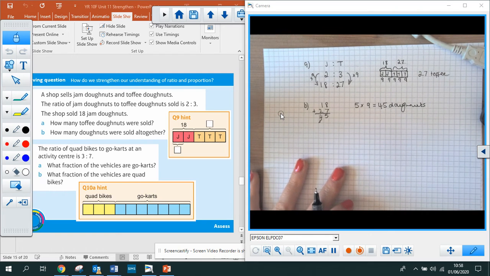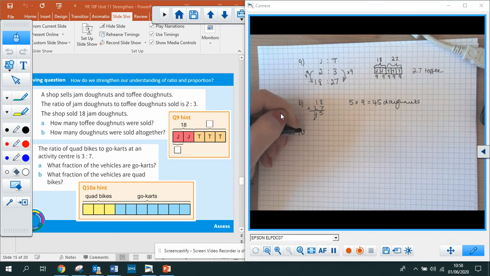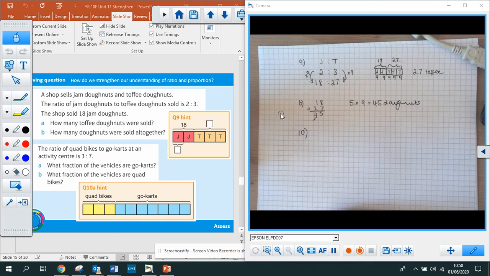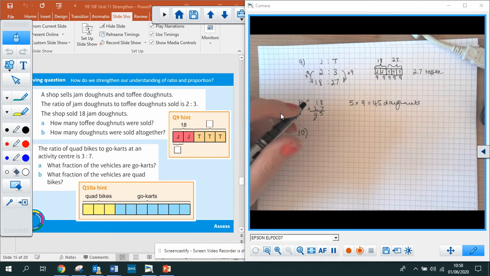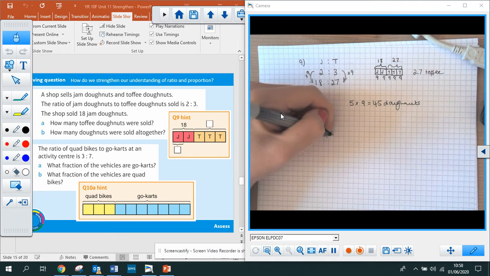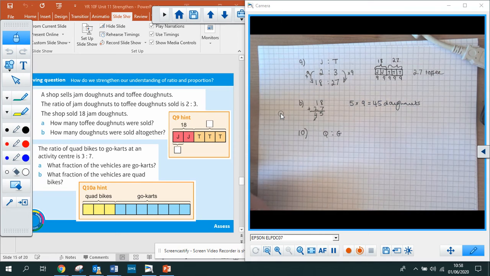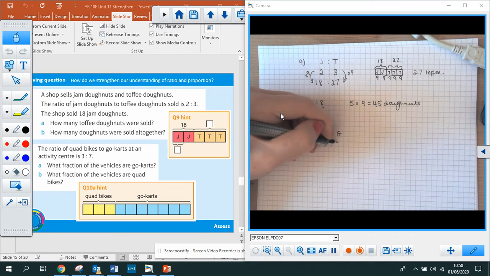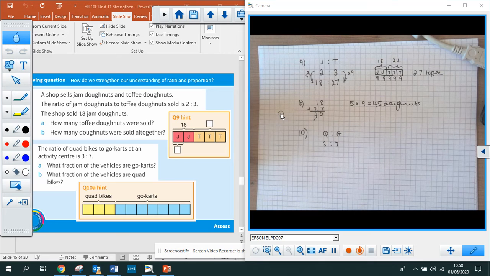Okay? The next question, question 10, says the ratio of quad bikes to go-karts at an activity centre is 3 to 7. So we've got quad bikes to go-karts, and that's 3 to 7. What fraction of the vehicles are go-karts? So remember, when we're doing fractions, the numerator, your top number, is going to be the part of the ratio that belongs to the thing that you're putting into the fraction.